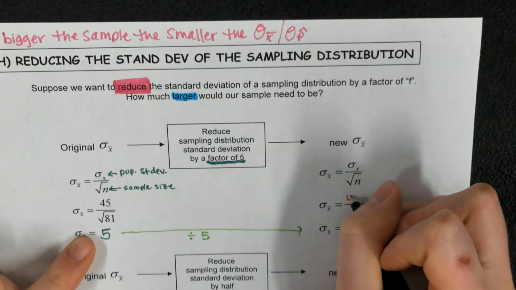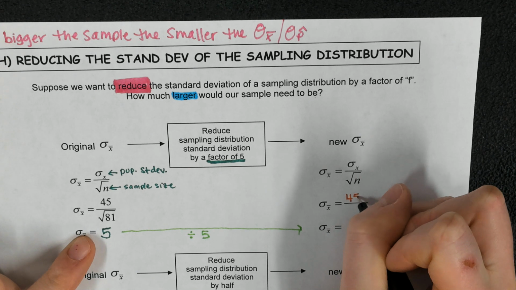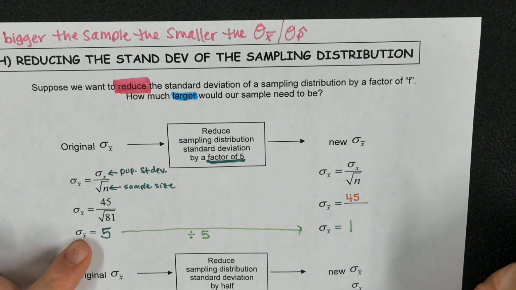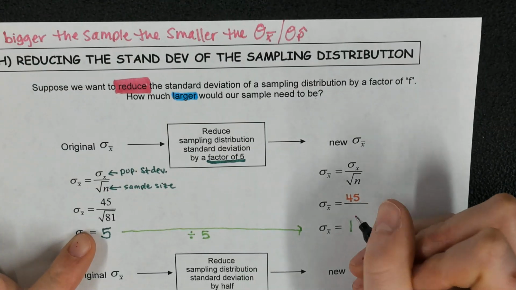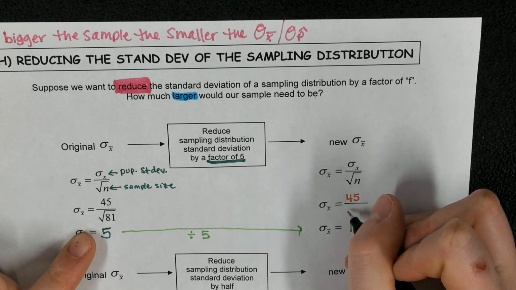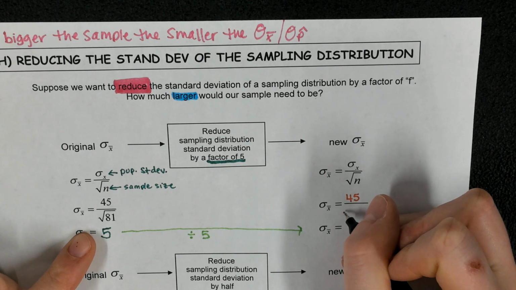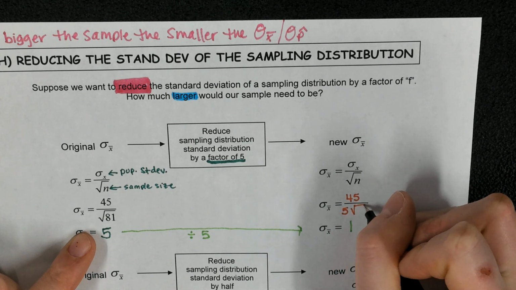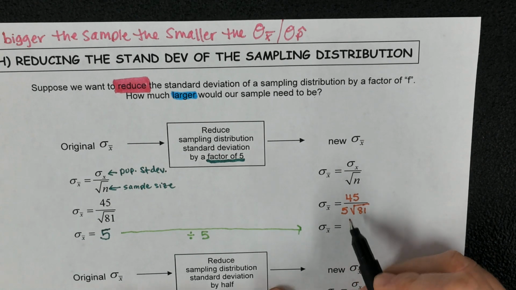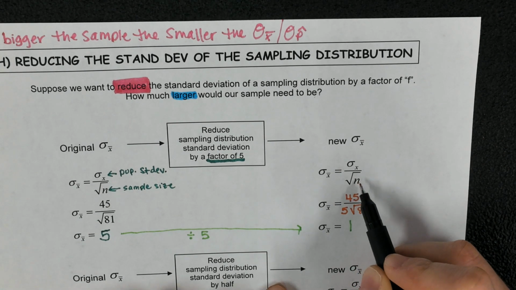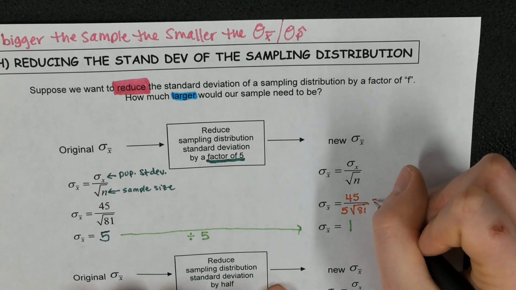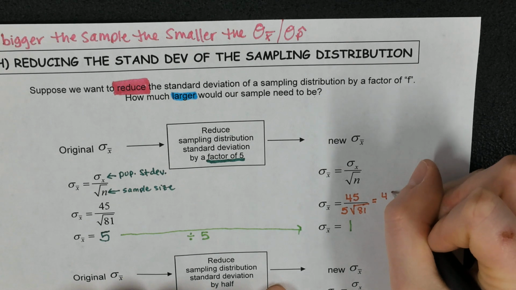We're going to keep the same population standard deviation. We can't change that. But we can change what goes in the denominator here. We can change the sample size, and that's what they're asking us to do. We're going to want to divide this by 5. But right now they're asking, what does that do to our n? Just bear with me for a second. Watch what I do here.